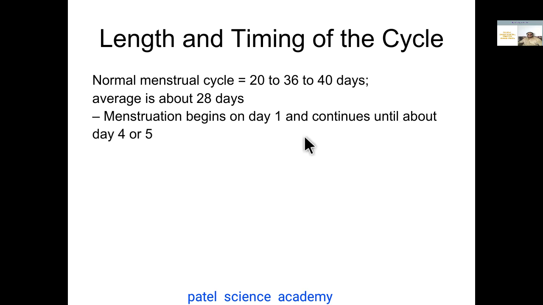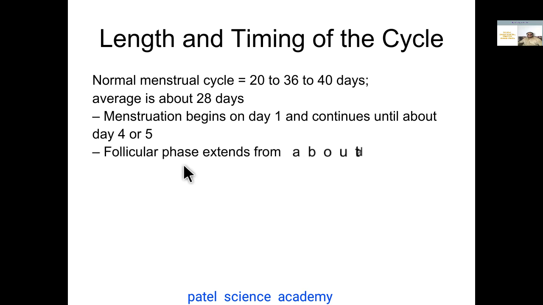Menstruation, the first phase, begins from the very first day and continues until about day 4 to 5. It means the first phase is the bleeding phase, in which the endometrial lining breaks and the blood comes out of the body. That phase is called menstruation, or the first phase, or menstrual flow, or the bleeding phase. It is from day 1 to day 4 or 5.